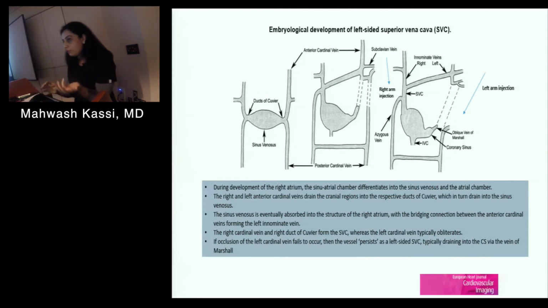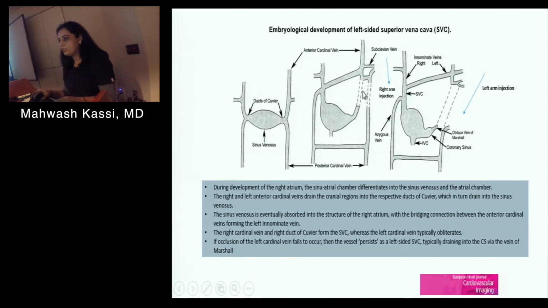Why, or what is left-sided SVC? What happens is that during development of the right atrium, there is a sinoatrial chamber that basically differentiates into the sinus venosus and the atrial chamber. So basically, you have this kind of cup that has two veins or four veins coming into it. And basically, these are the anterior cardinal veins. This one persists through the rest of your lifetime. It forms basically the SVC, the innominate vein.